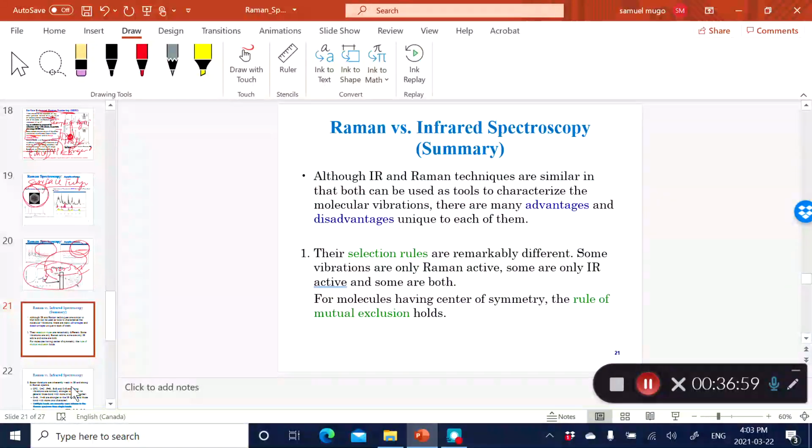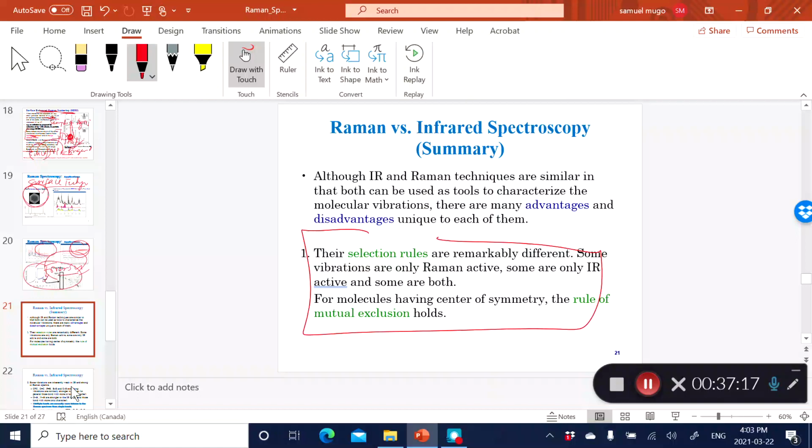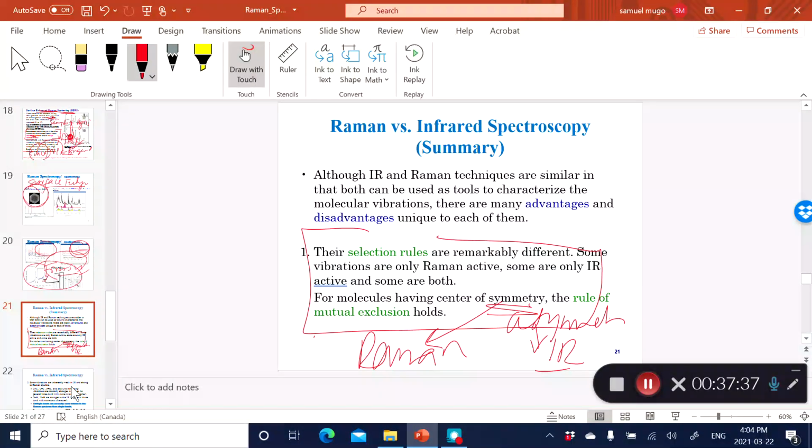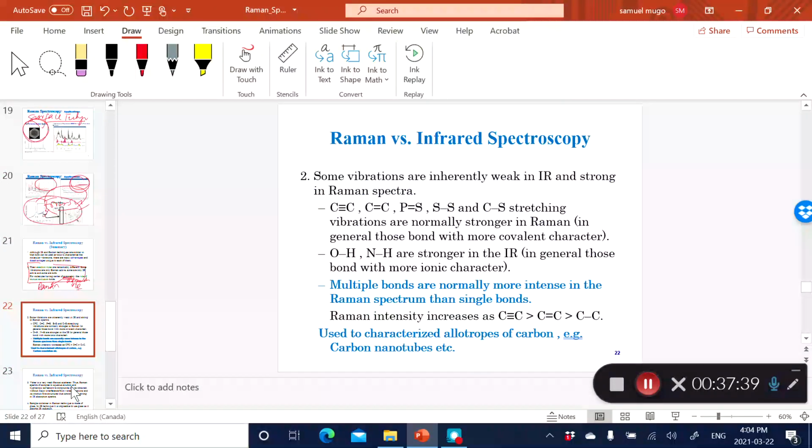Now, let me summarize very quickly the key points comparing Raman to its complementary technique, IR spectroscopy. We've already talked about it. The two techniques are based on symmetry of the molecule. If I've got symmetric molecules, they tend to be Raman active. If they are asymmetric molecules, they tend to be IR active. So remember that. Again, it's a complementary technique in that sense.